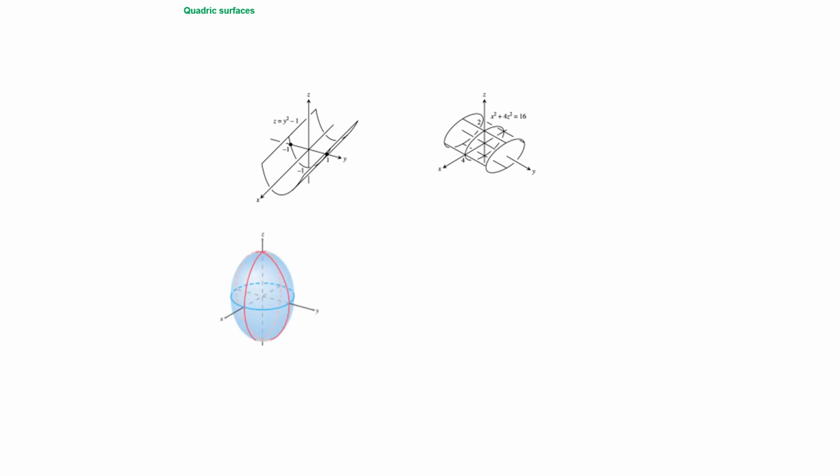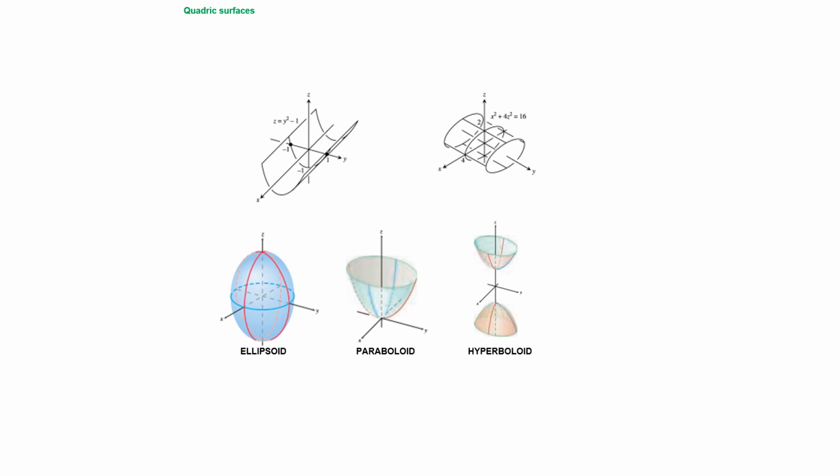The four main classes of quadric surfaces are cylinders, ellipsoids, paraboloids, and hyperboloids. Some cylindrical surfaces are quadrics and some are not. That's why I made a video just about cylindrical surfaces before this one. In this video, we will cover ellipsoids, paraboloids, and hyperboloids.